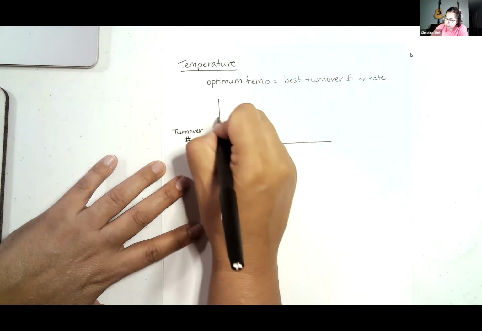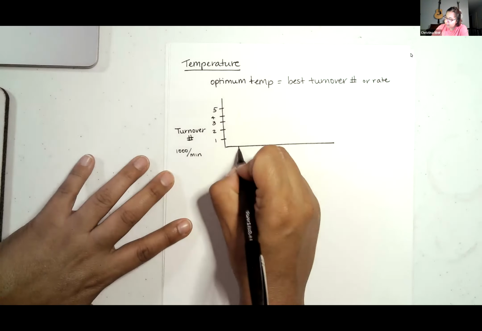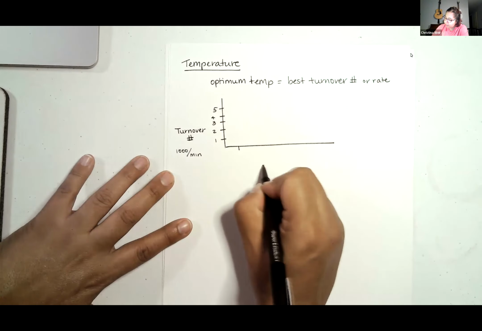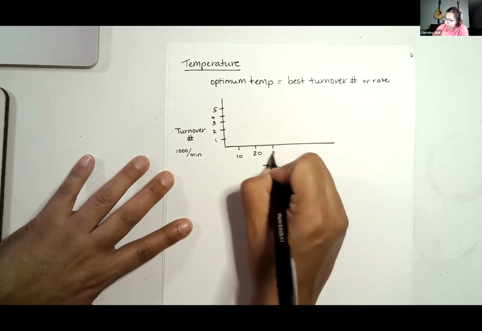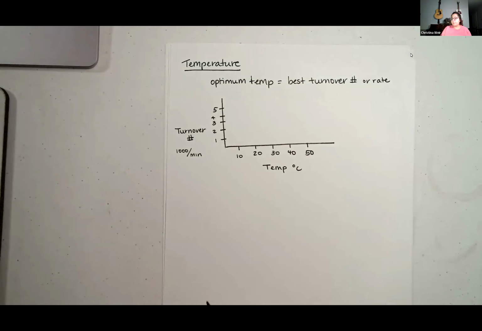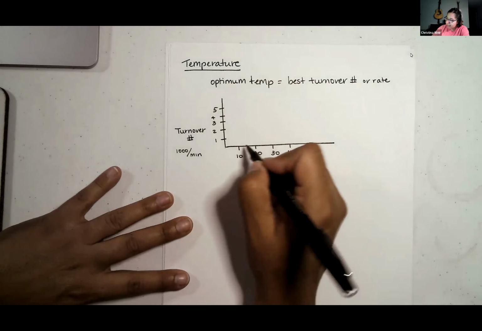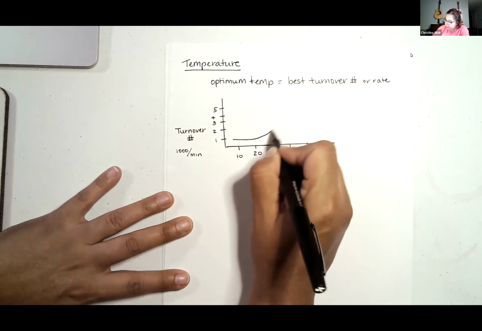And let's just say this is in the thousands per minute. So this would be 1,000 per minute, 2,000, 3, 4, 5,000 per minute. And then this down here, this is temperature in degrees Celsius. So this is 10, this is 20, 30, 40, and 50. So if we graph how a typical enzyme works, we might see a graph something like this.